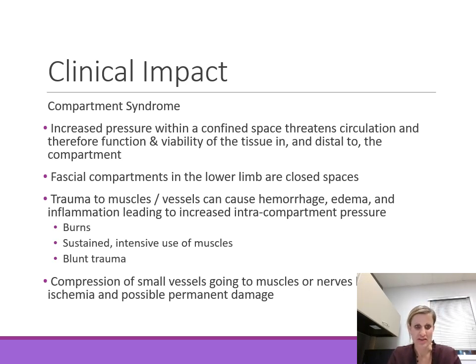This can occur because of things like burns, sustained intensive use of the muscles, or blunt trauma to the muscles. The increase in pressure, again, compresses small vessels that go to the muscles and nerves and interferes with blood flow to the muscles and nerves. This ischemia can possibly cause permanent damage to the tissues if the increase in pressure isn't relieved in order to restore blood flow.